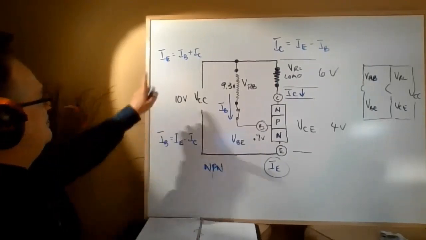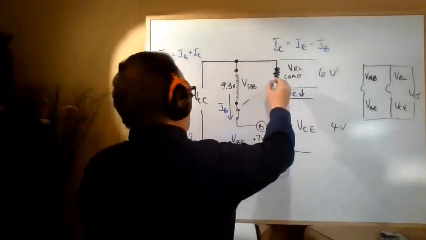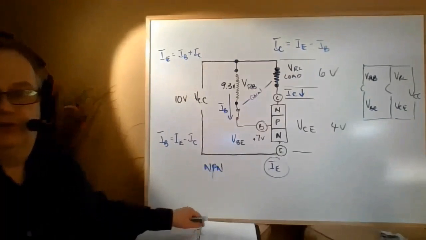Now, I of C and I of B, these two are always closely related. I always like to put a little thing there. That's my gain, okay? There's the relationship between those two currents.